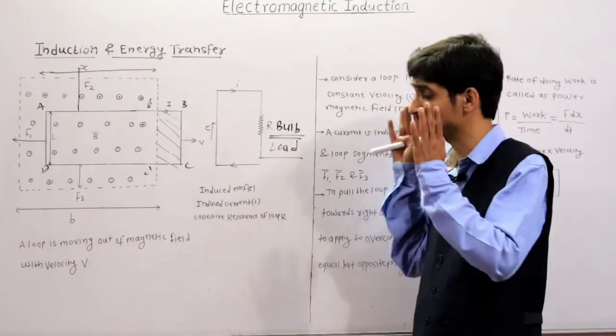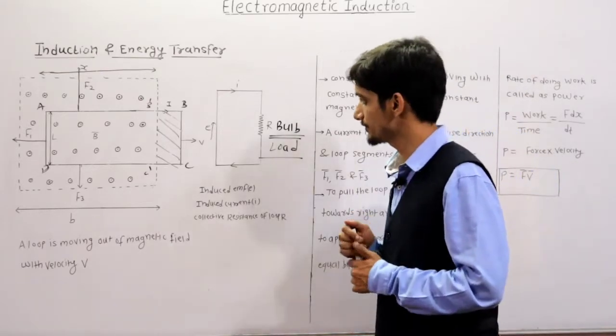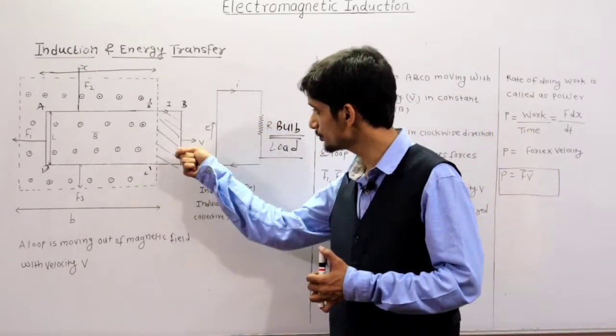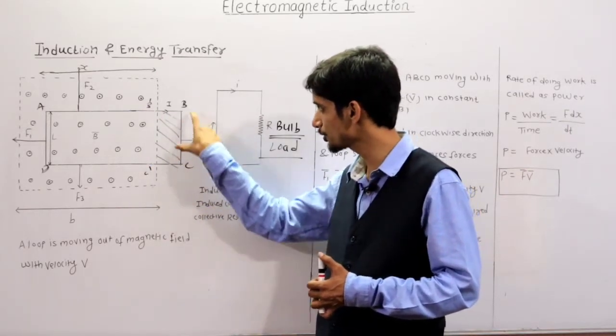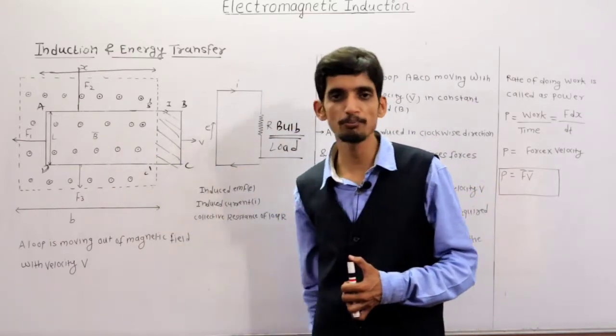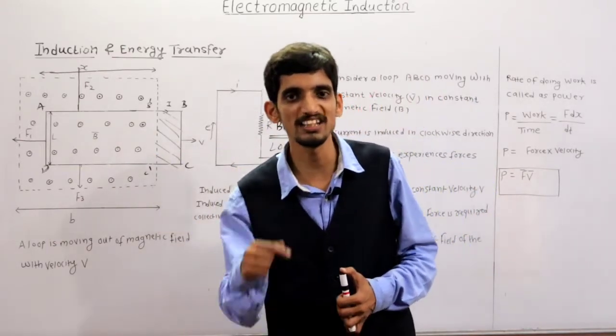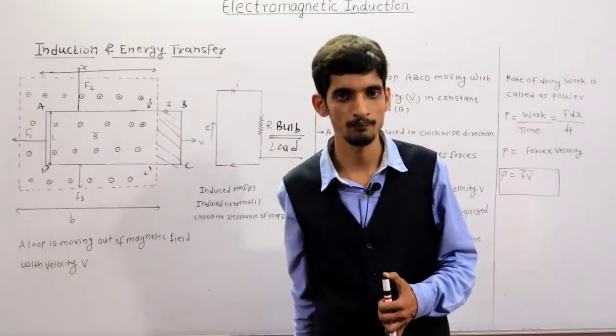Now I am going straight to explaining the derivation part. Listen here. What happens whenever you pull this B dash C dash segment towards the right side? Now the new position of the segment is BC, due to which there is a change in the flux associated with that segment, and EMF is induced across this particular segment BC.